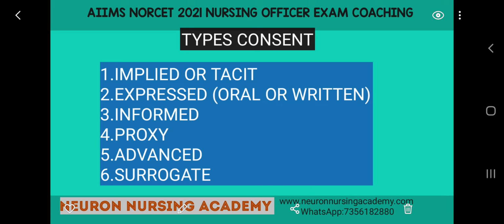Implied, expressed, informed, proxy, advanced, surrogate. To remember these consents in an easy manner, just think that one patient is coming to your department, telling that I want some treatment. So he has already agreed to do some treatment, to see the doctor, to do blood investigations, all those things. So this is implied, already there. By default there is the agreement; that is implied or tacit.